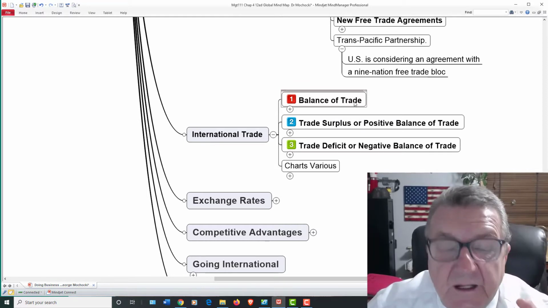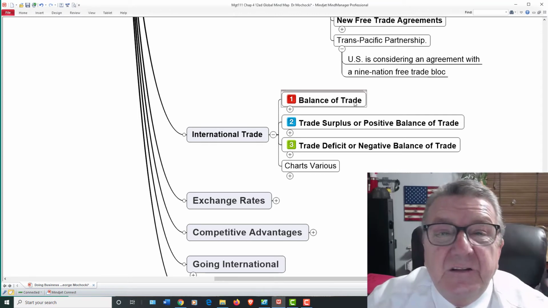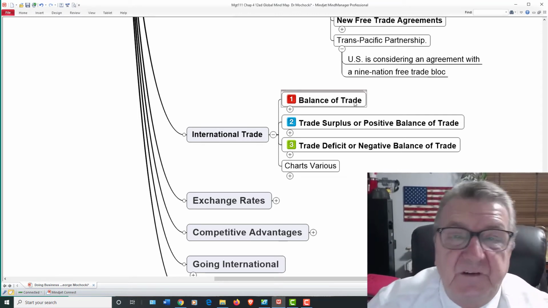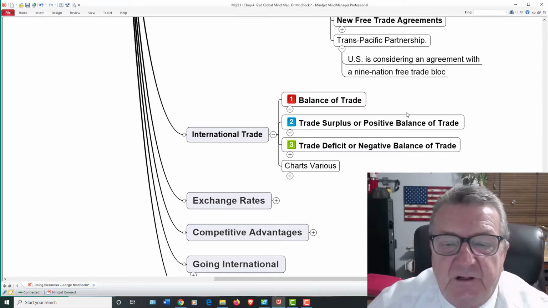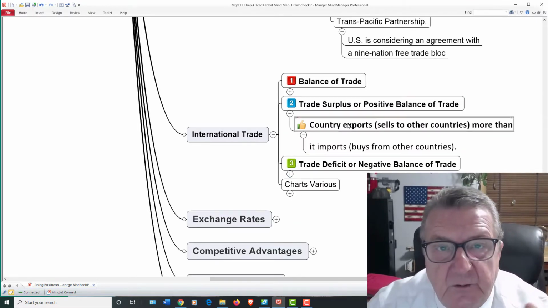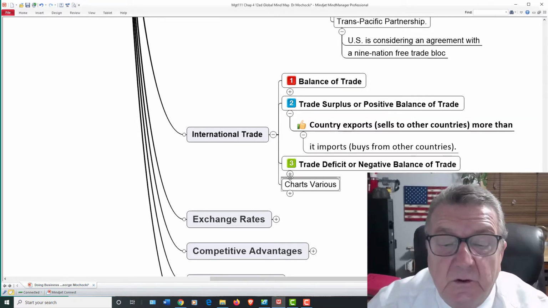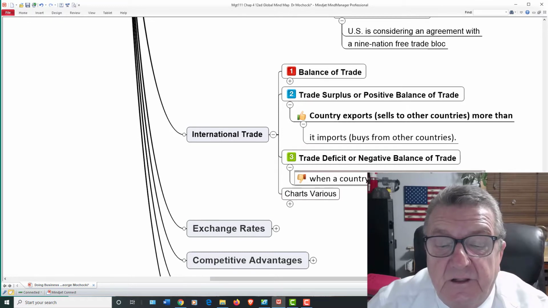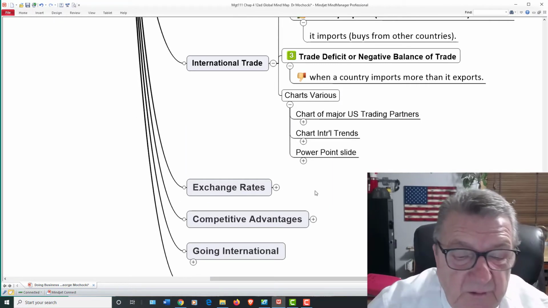Whether you like Trump or not, he's a business person. Understand that. Forget about the politician. He's a business person. He's thinking of business. What's the best deal for the company I'm working for? In this case, the country I'm representing. Trade deficits, that's where we owe more. We owe everybody. We're trying to reduce that with the tariffs. It is reducing our trade deficit, for lack of better words. A deficit is negative, when a country imports more than it exports, and various charges. You had that in the book, and I'm going to go into that.